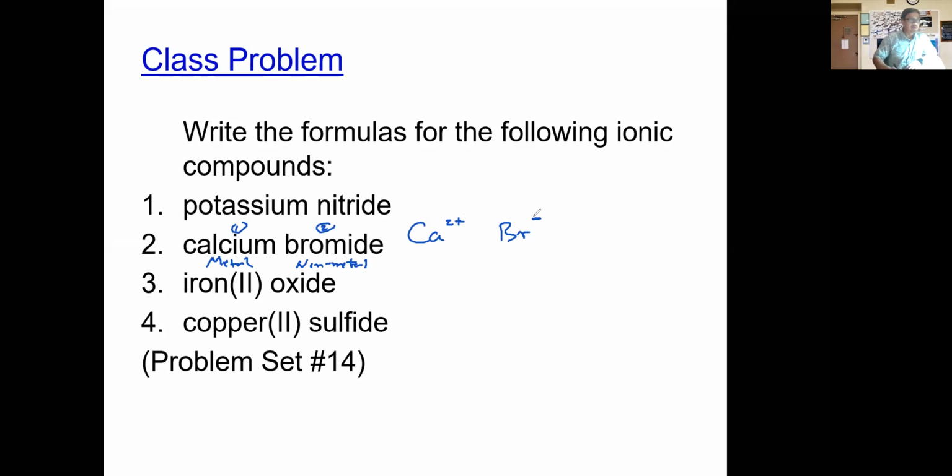Right. Then will one of each here get us a net charge of 0? If you notice here, obviously you can't. You'll need 2 of the bromides and 1 of the calciums to get us a net charge of 0. So therefore, the formula then is going to be CaBr2.